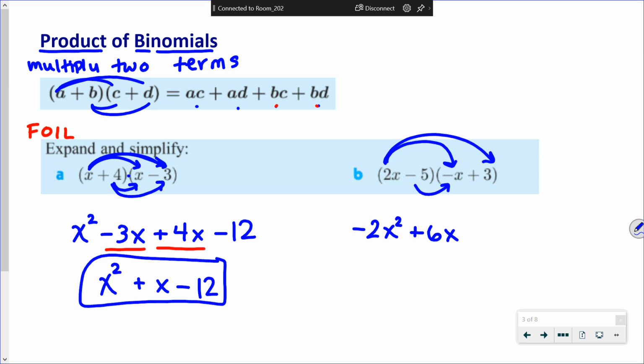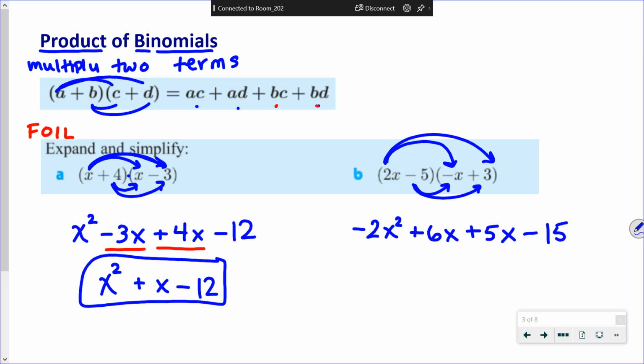That negative 5 times negative x is going to be a positive 5x, because negative times a negative is positive. And then I got this negative 5, and I'm multiplying it by 3 to give me a negative 15.